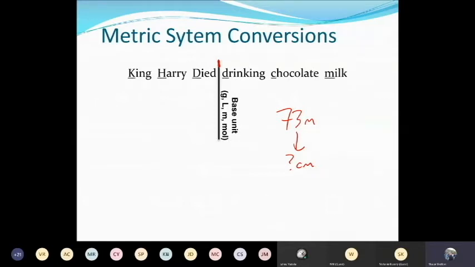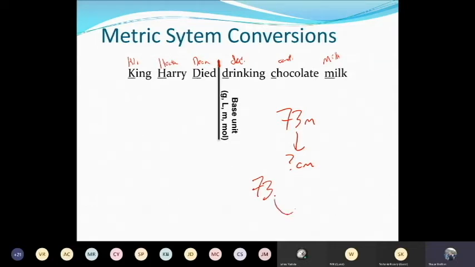So King is kilo. This is hecta, which you will rarely use, but I put it there just for simplicity. This is deca. This is deci, centi, and then milli. Okay. So what we need to do is go from meters to centimeters. Now, the decimal place is right here. All we're doing is moving the decimal place. In this particular example, centimeter is 2 places to the right.